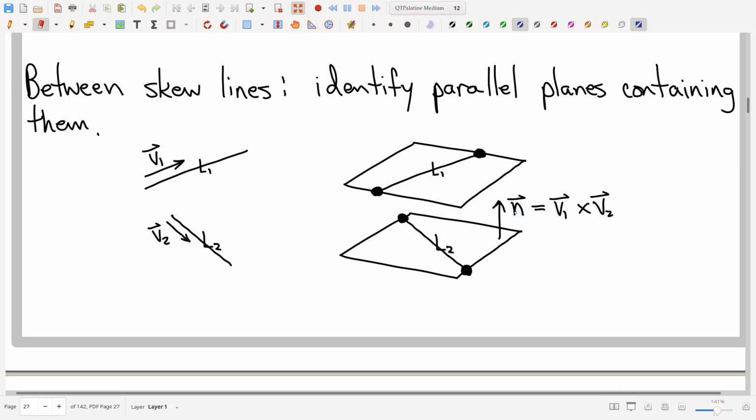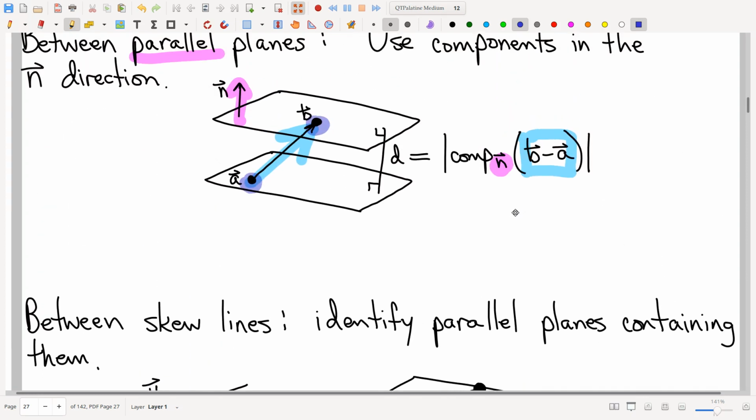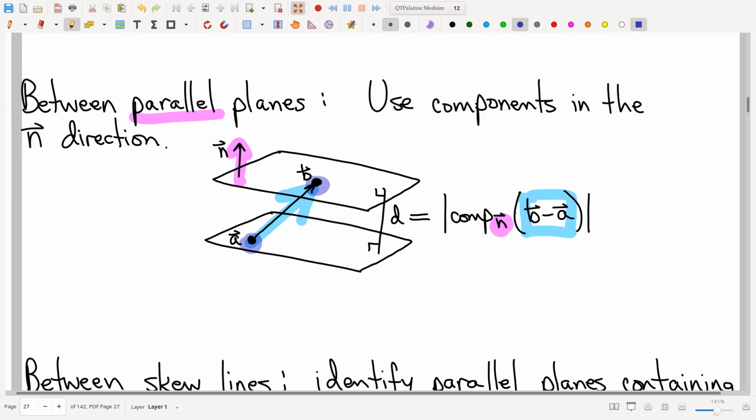Are we expected to find the equation of these planes or not? Well, all you're going to need is to be able to do this calculation right here. Because once you realize that you're looking for a distance between parallel planes, then that's all you really need, is that right there.